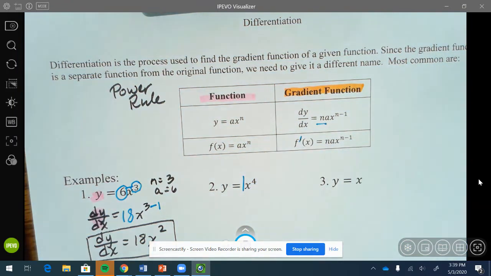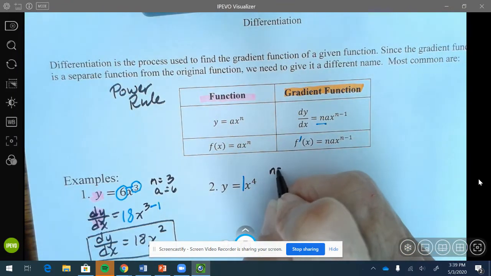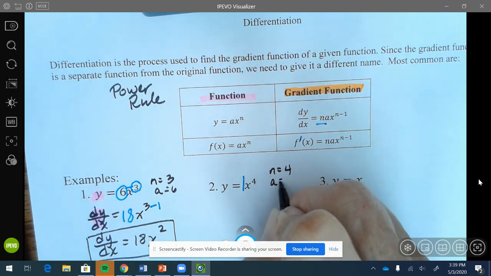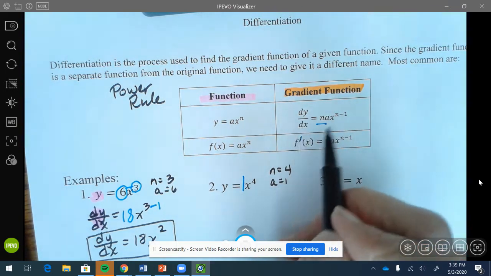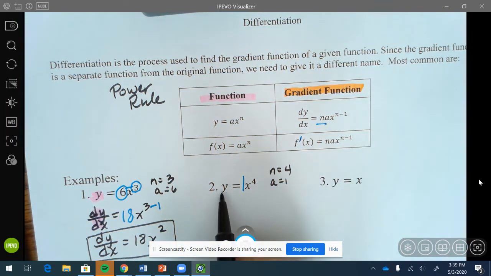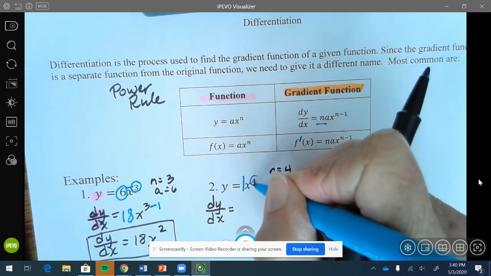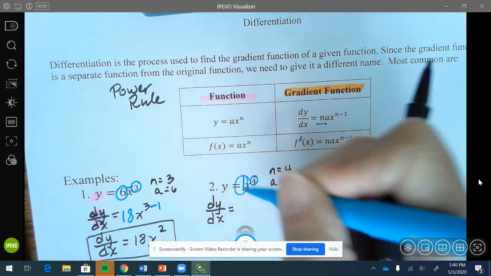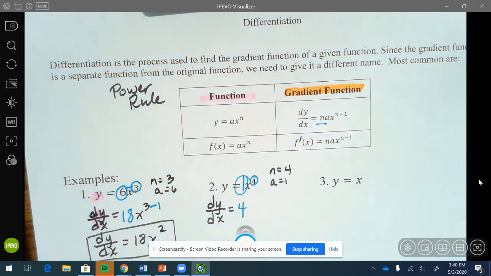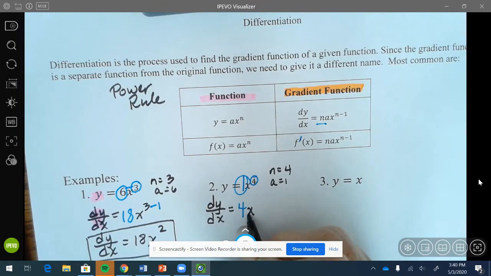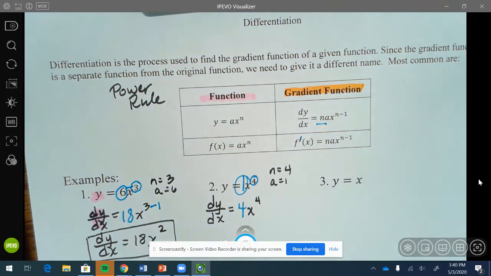And let's do this again. Our n is 4, and our a value is 1. Looking at the derivative, we have again y equals, so let's name our gradient function. If I use the word derivative, it's the same thing as using the power rule and the word differentiation. So now it says take your n, which is 4, and multiply it times your coefficient. So 4 times 1 is 4. With the variable x, that was our original exponent, and then it says subtract 1 from your original exponent.